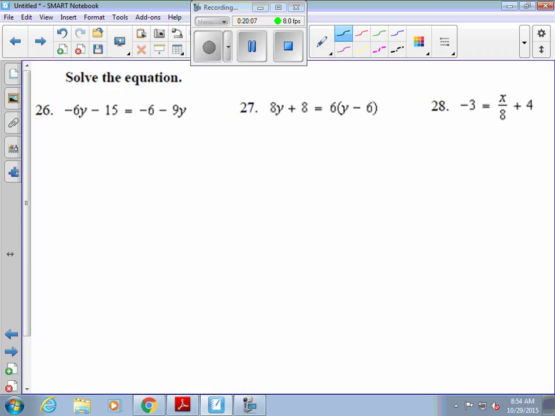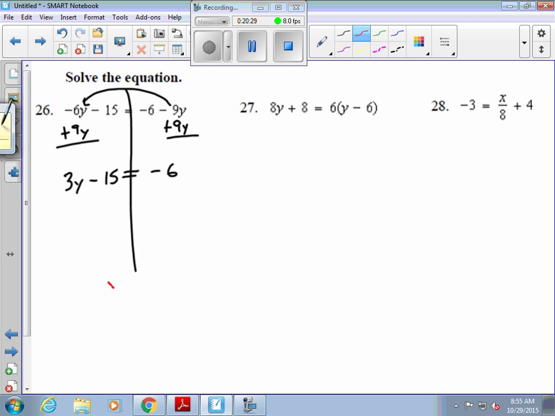Solving all of these Algebra 1 equations, all these real simple. Get variables on both sides, probably one of the tougher Algebra 1 equations. Get them on the same side. Negative 9y is smaller than negative 6y, so bring that one over by adding 9y on both sides. If you do it there, again, do it here. Negative 6y plus 9y is positive 3y. You still have negative 15 here, and you still have equals negative 6.